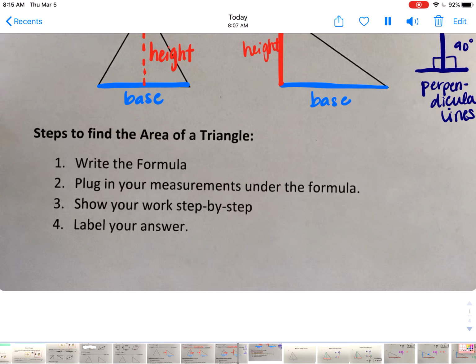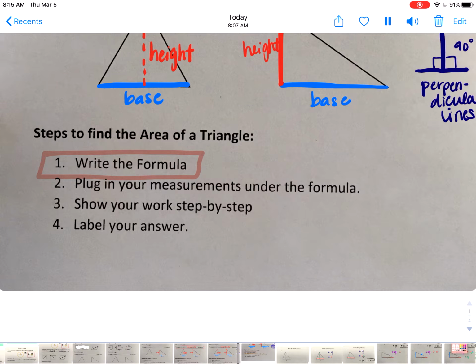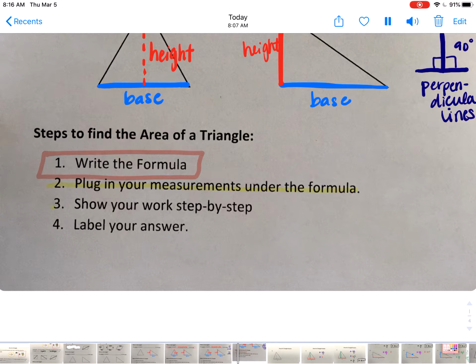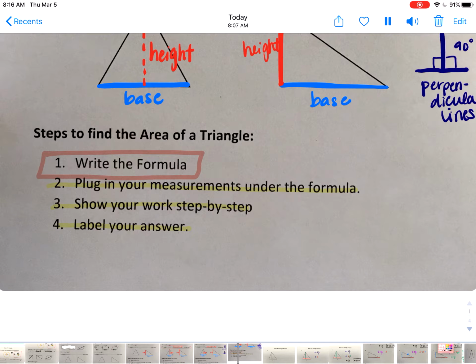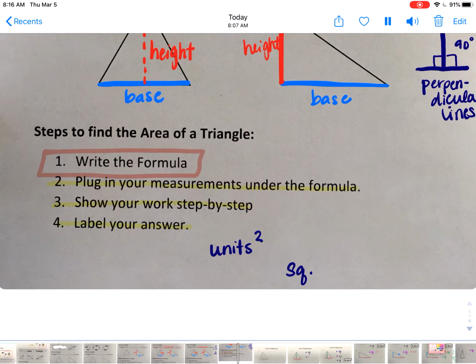We start with writing the formula. You always want to start with writing the formula. And then all you have to do is plug in your measurements into the formula. So you're going to put your B in for the base and your H in for the height. And then you're just going to work your problem step by step and label your answer at the end. This is an area problem, so all of our answers should have their units squared at the end. Or you can have it say squared like this, but most of the time we're going to put that little tiny 2 at the top.